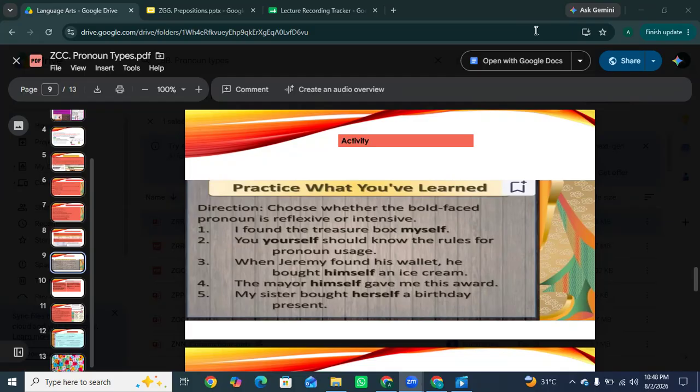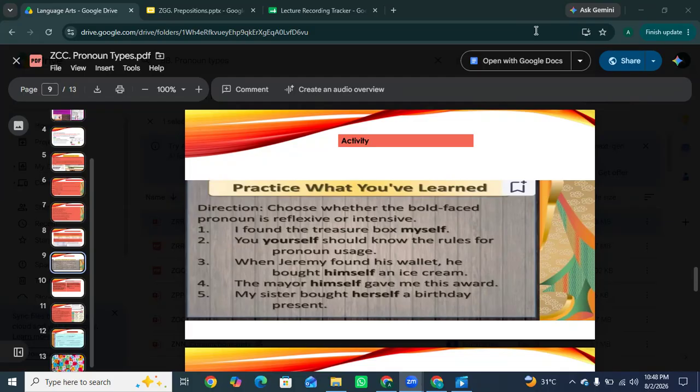When Jeremy found his wallet, he bought himself an ice cream. Yes, reflexive. The action of buying bounces back to Jeremy. He's both the person buying and the person receiving the ice cream.